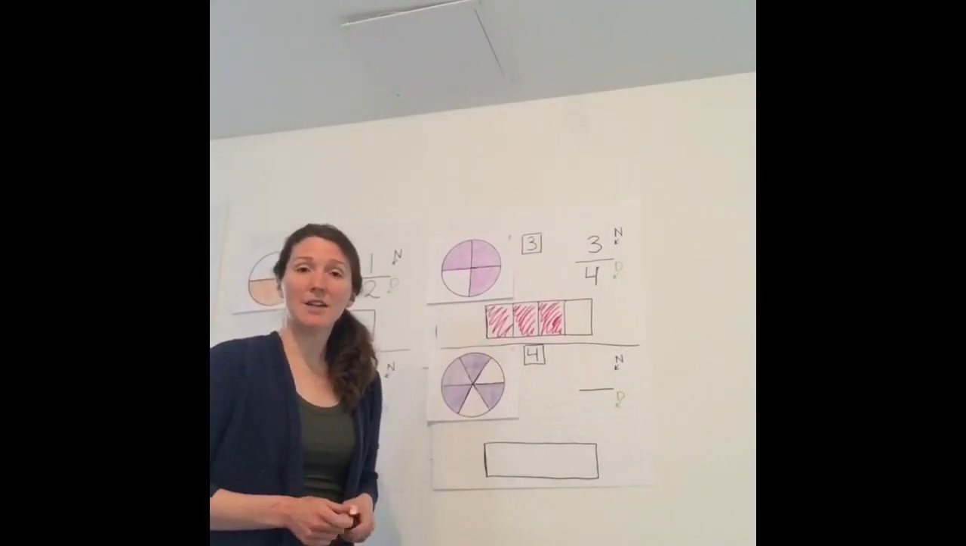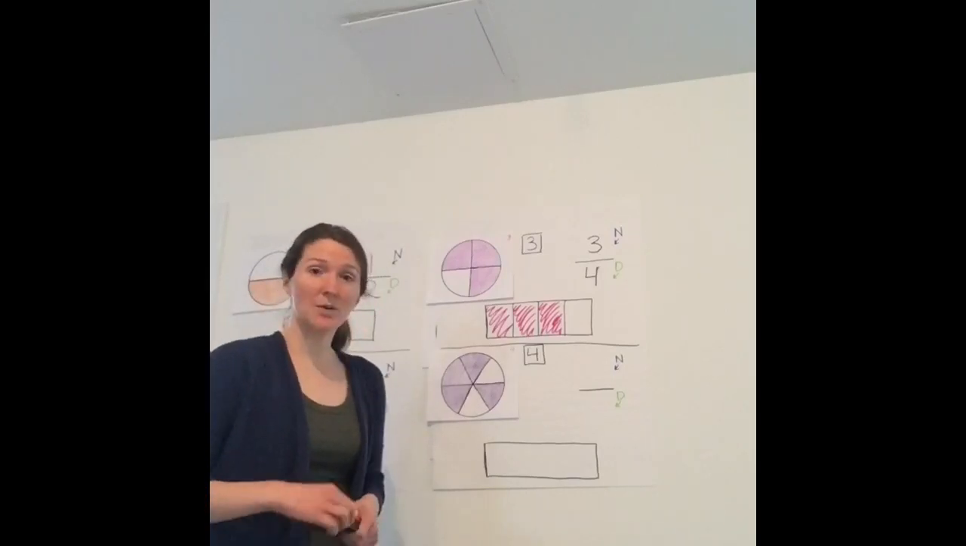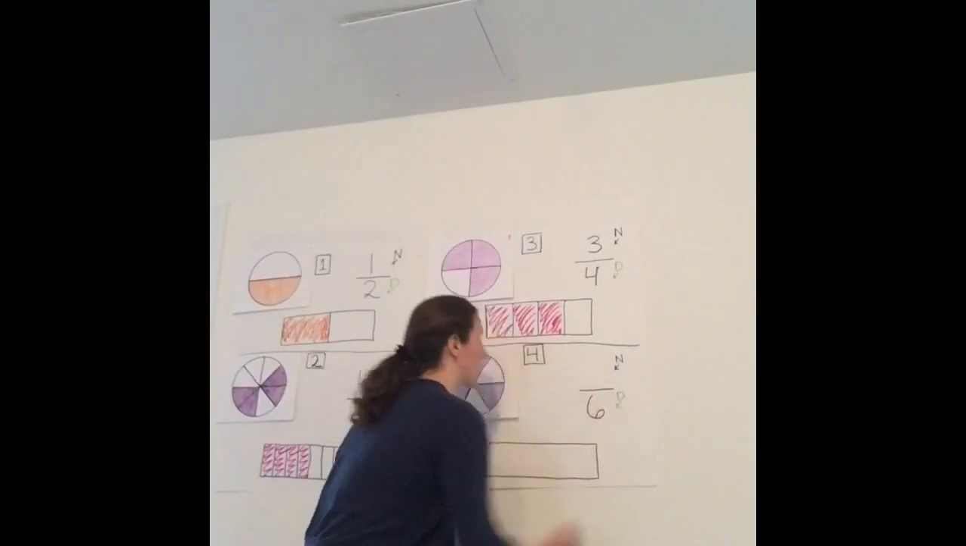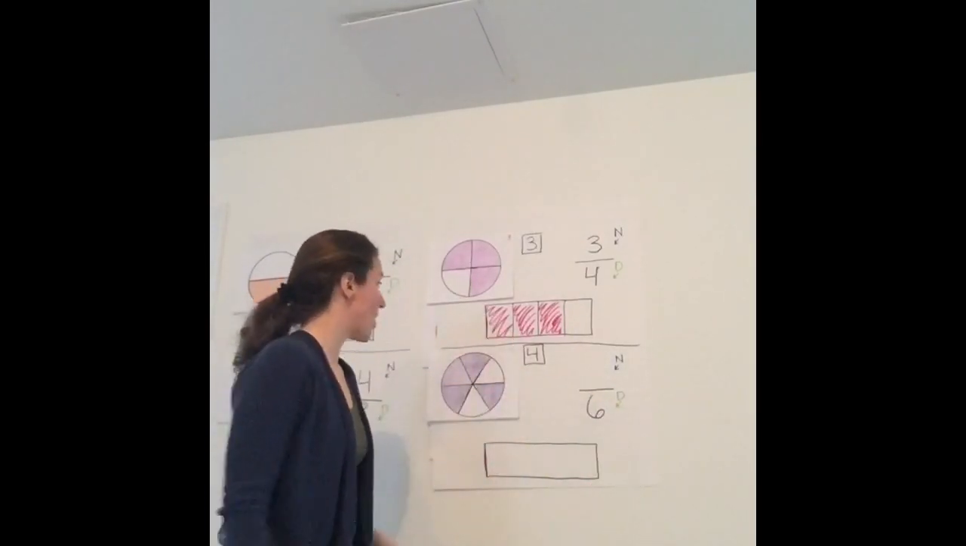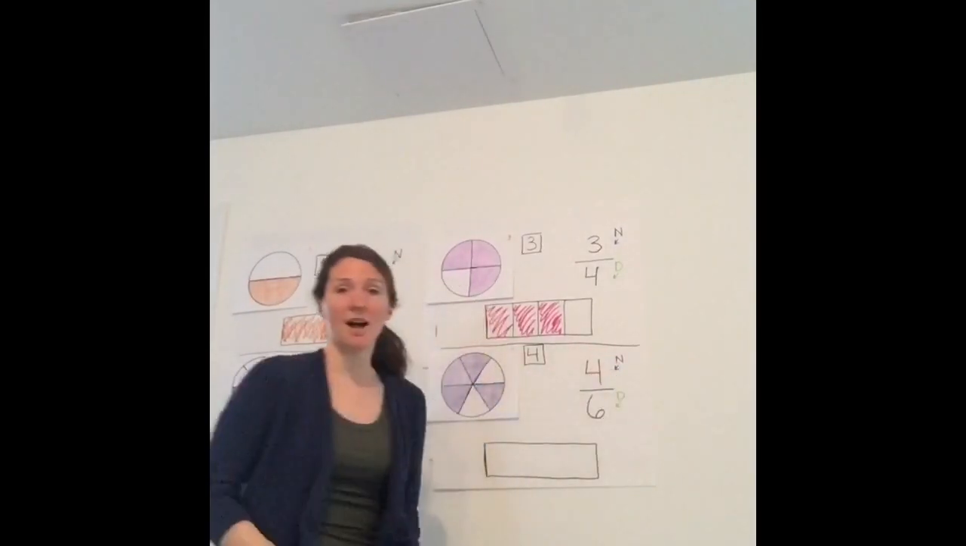It was divided into sixths. So our denominator that goes down on the bottom is 6. Our numerator that goes up on the top is 4 because 4/6 are colored in.